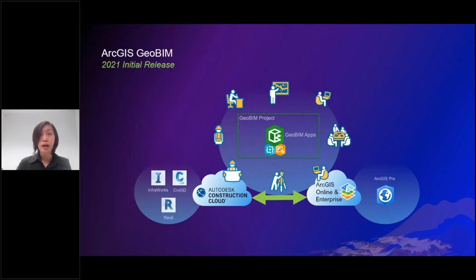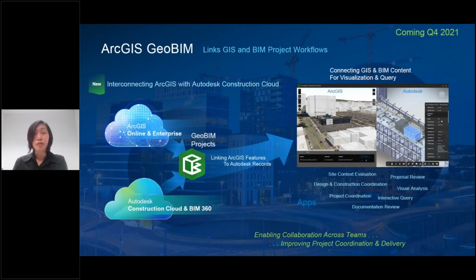With the release of ArcGIS GeoBeam, it will feature tighter integration between the Autodesk Construction Cloud and ArcGIS Online and Enterprise. That will enable the creation of a GeoBeam project and GeoBeam applications. Linkages between features in the GIS and files stored in Autodesk Construction Cloud can be made, and both sets of data can be visualized on a single application, supporting integrated visualization and querying.